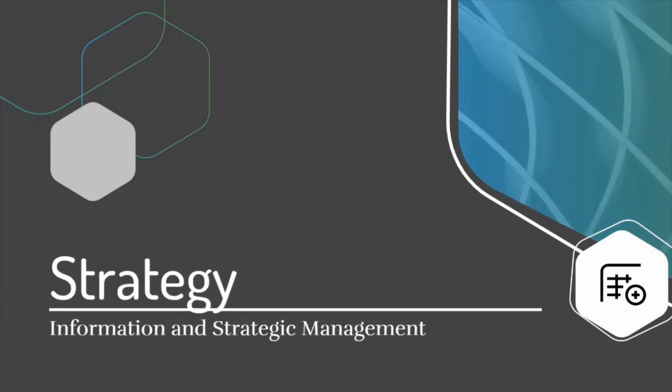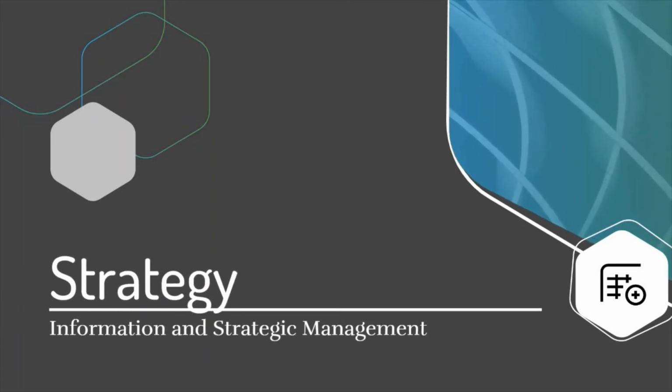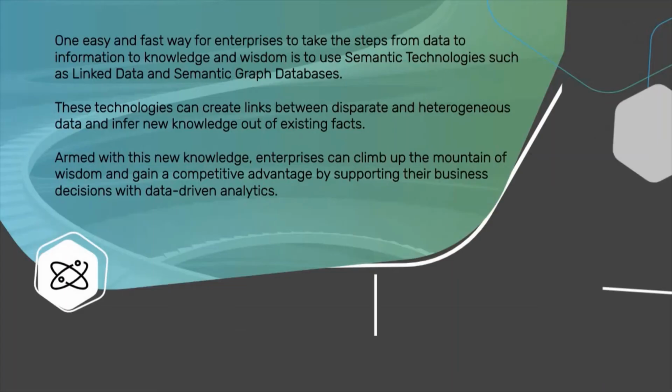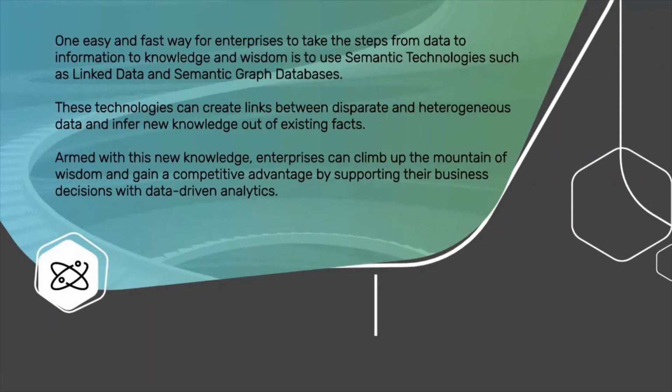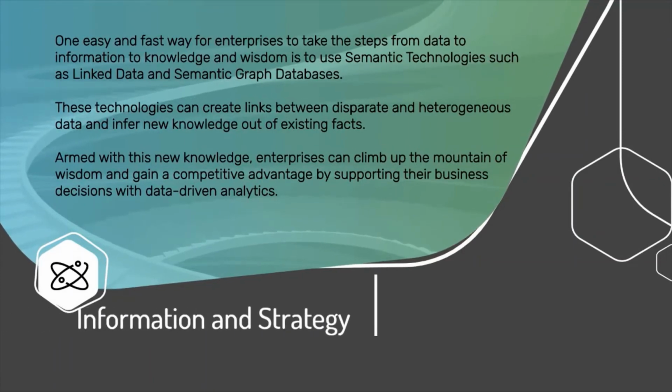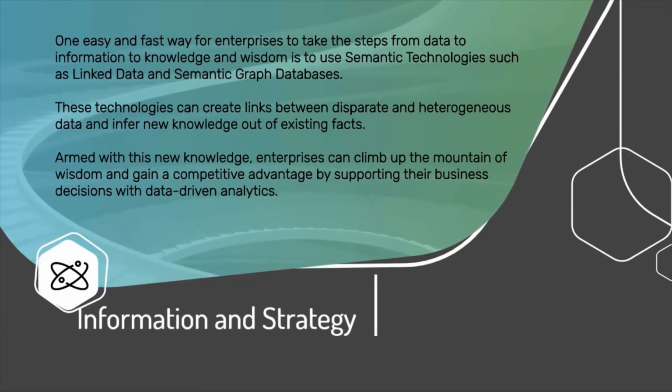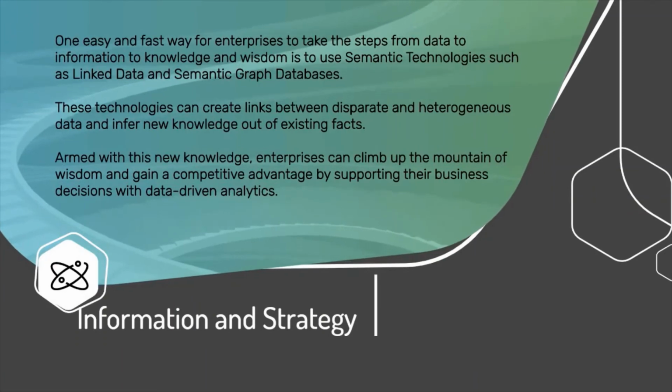Moving ahead, the next point of discussion is how information is helpful in formulating strategies for an organization. This discussion also elaborates on the strategic information system in an organization. One easy and fast way for enterprises to take the steps from data to information to knowledge and wisdom is to use semantic technologies such as linked data and semantic graph databases.